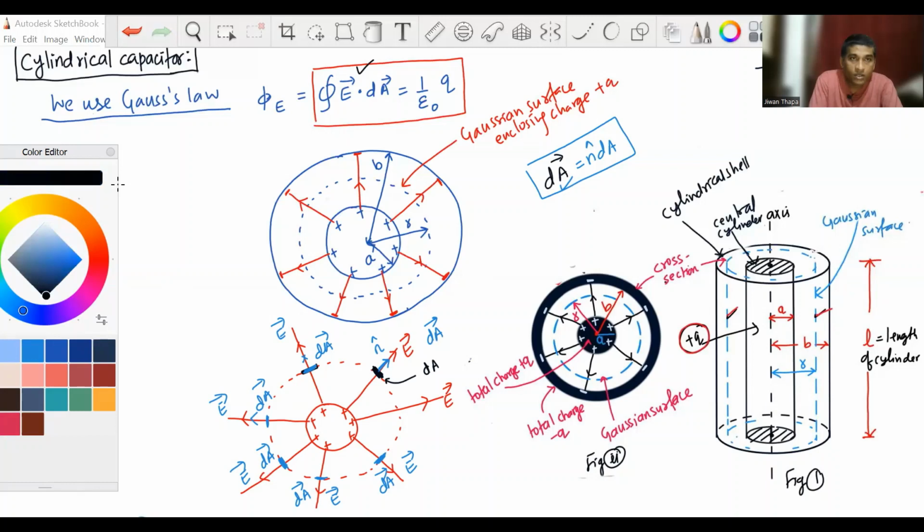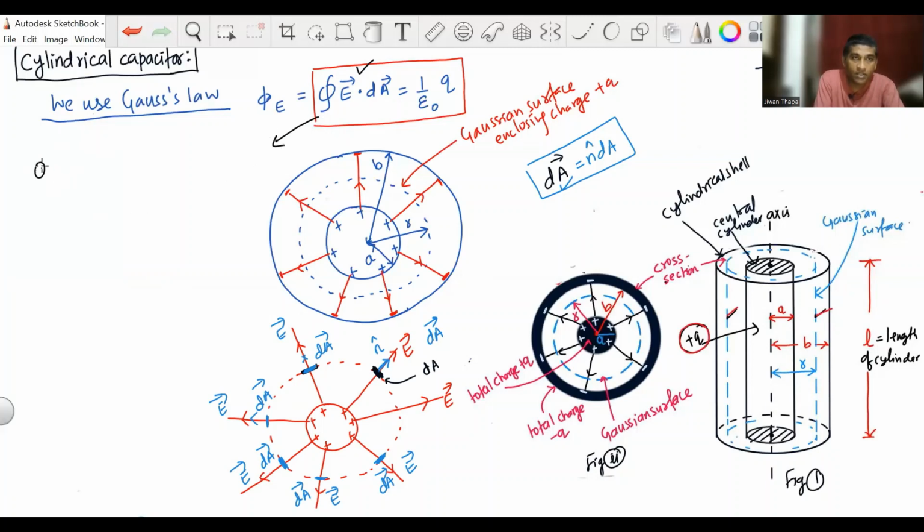So from this expression, we can write integration throughout the closed surface E dA cos 0 degree. Why? Because electric field is parallel to area vector. Clear? So this equals Q by epsilon 0, because charge inside the Gaussian surface is Q in magnitude. We know electric field is constant at each point on the Gaussian surface, so we can take electric field out of the integral.